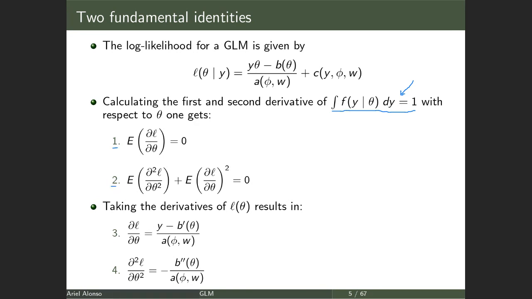So the expected value of the derivative of the log likelihood with respect to theta has to be equal to 0. And second, you have this other expression here: the expected value of the second derivative of the log likelihood with respect to theta plus the expected value of the derivative of the log likelihood with respect to theta squared. That sum has to be equal to 0. Where do we get that? Well, it's very easy. Take this equation, calculate the derivative with respect to theta, both sides. Of course, the derivative of 1 with respect to theta is 0 because it's a constant, and you will get this equation over here. Calculate the second derivative, and you will get this equation over here.